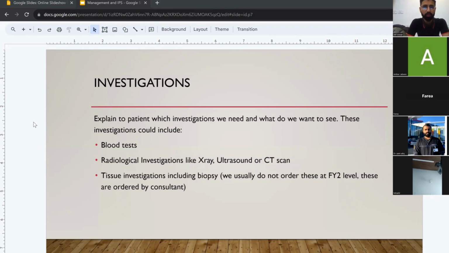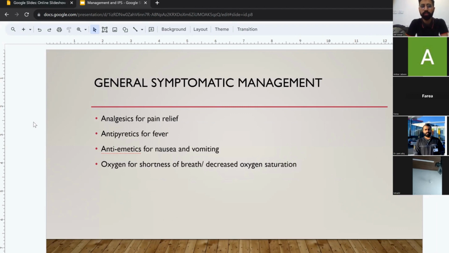Okay, so the next component is general symptomatic management. The symptoms for each patient might be different. Some patients may present with pain, some may present with fever or shortness of breath. You have to look at the symptoms of that patient and give the management according to that. For pain, you may give paracetamol or ibuprofen mostly. But if a patient is having acute myocardial infarction, you may have to give IV morphine for the pain relief.